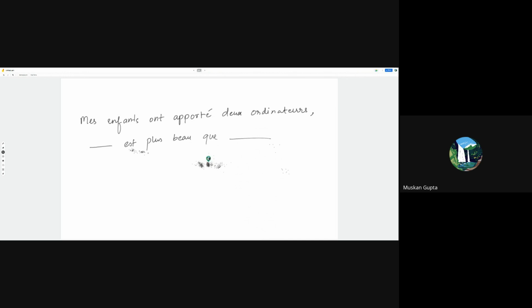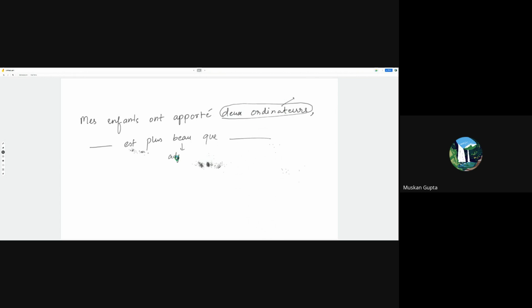Look at the first example. Mes enfants ont apporté deux ordinateurs. So here we're talking about ordinateur. Dash est plus beau que dash. So we're talking about two ordinateurs, and we are comparing them on the basis of an adjective, beau.